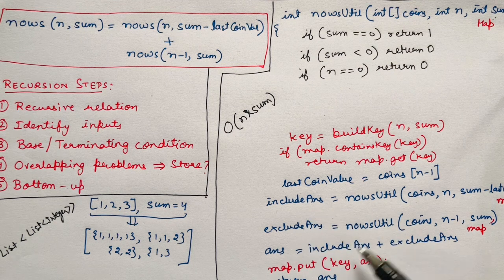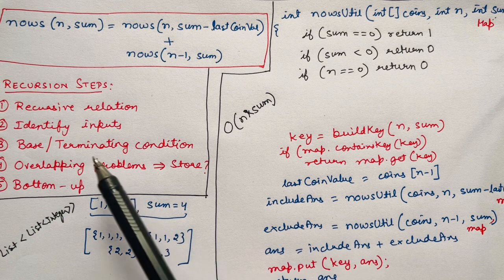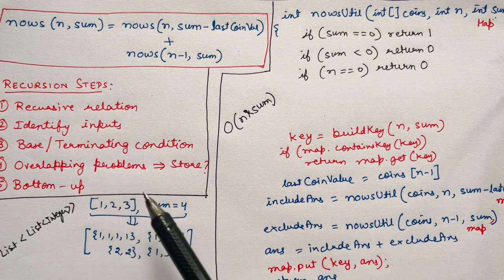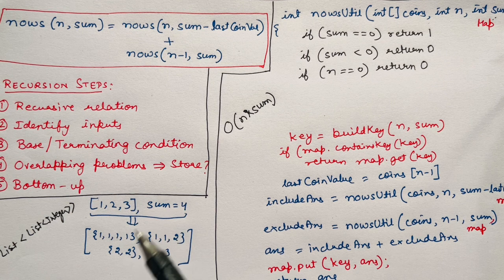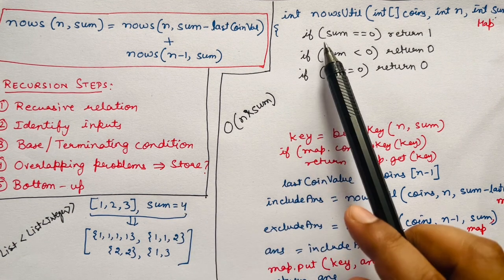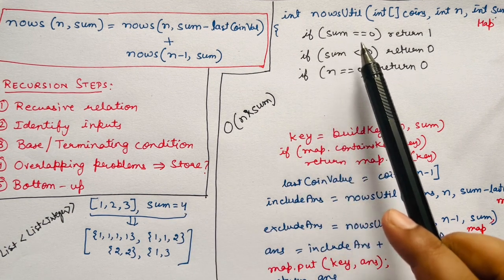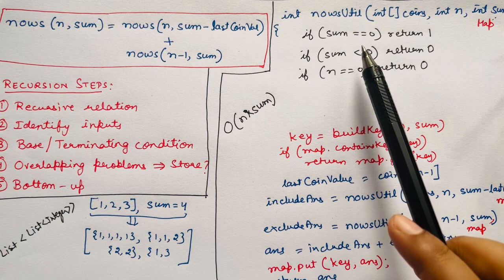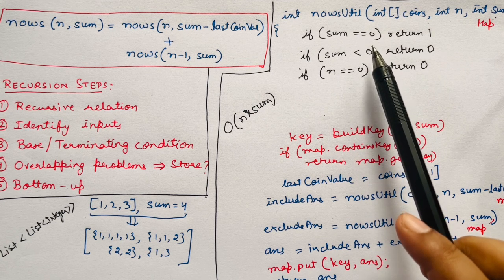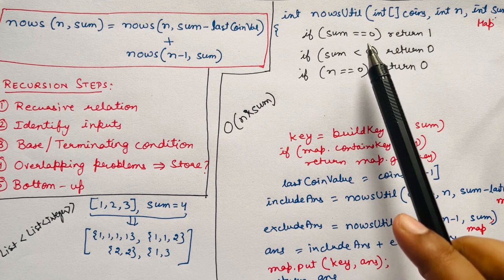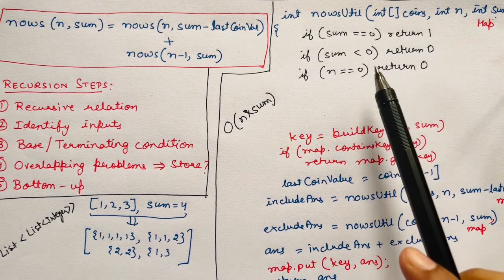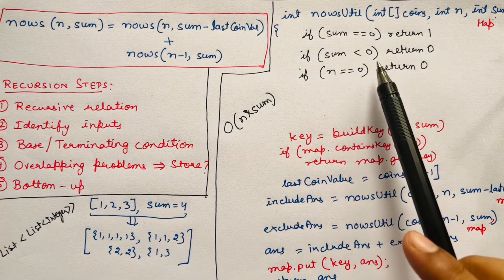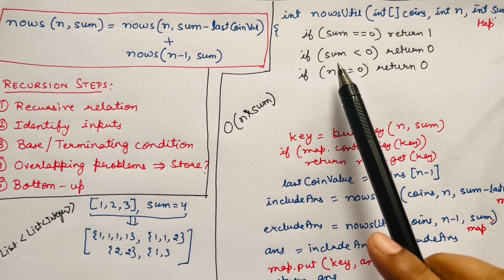But this itself was not complete. This would go into infinite recursion. So we needed to add base or terminating conditions. And what were our base or terminating conditions? They were that if sum reaches 0, then there is only one way of making 0 sum. That means, which is that don't pick any coin. So we returned 1.